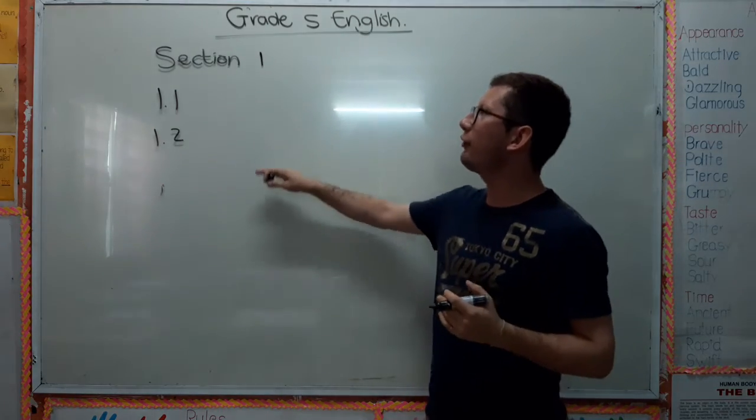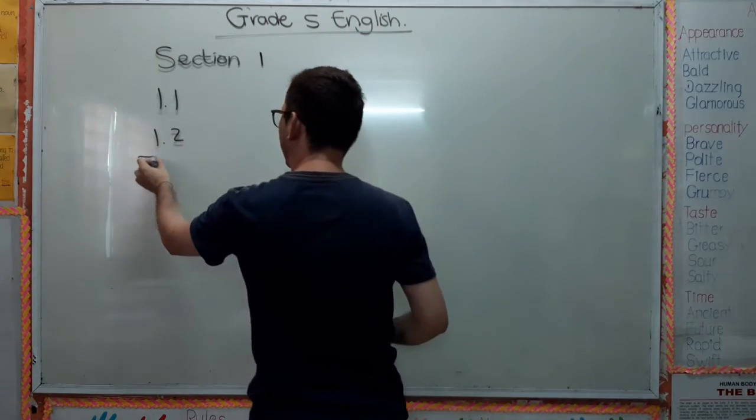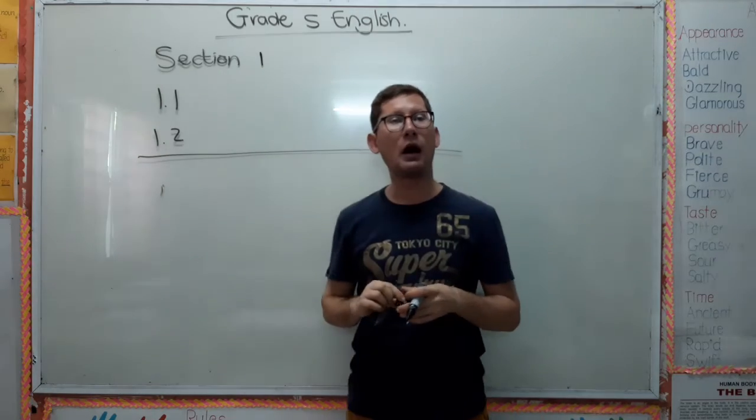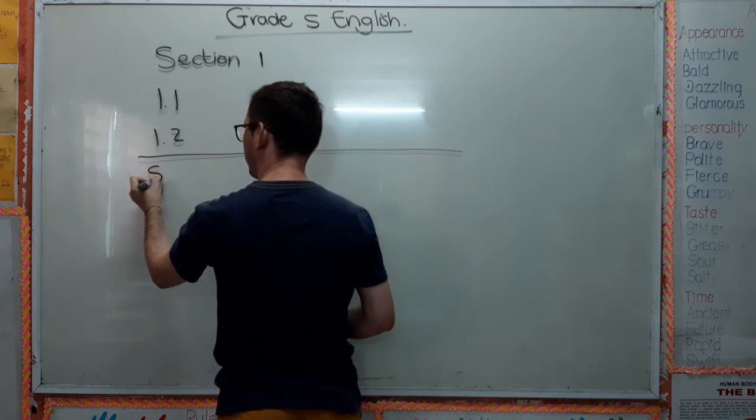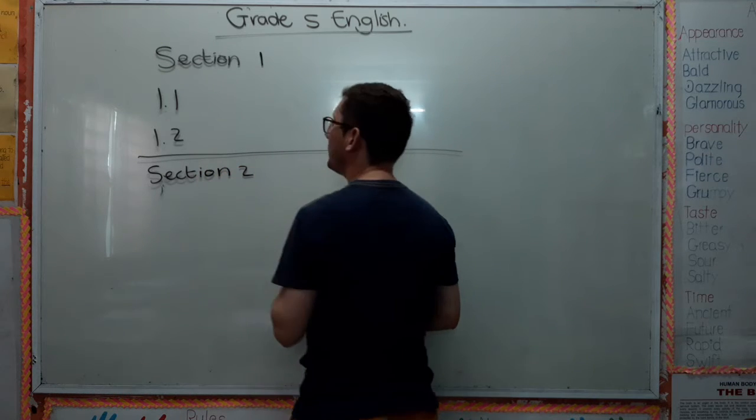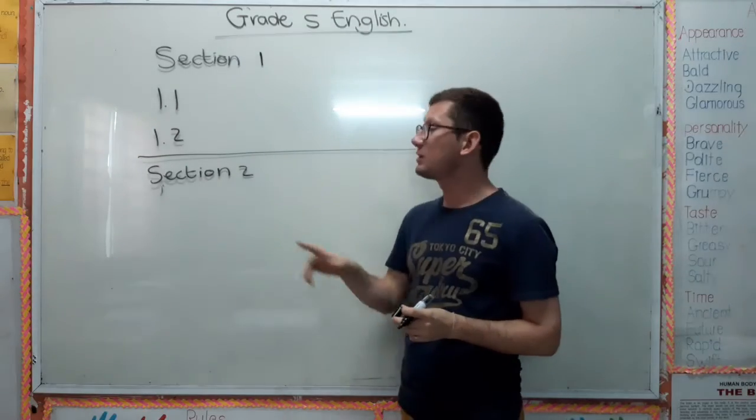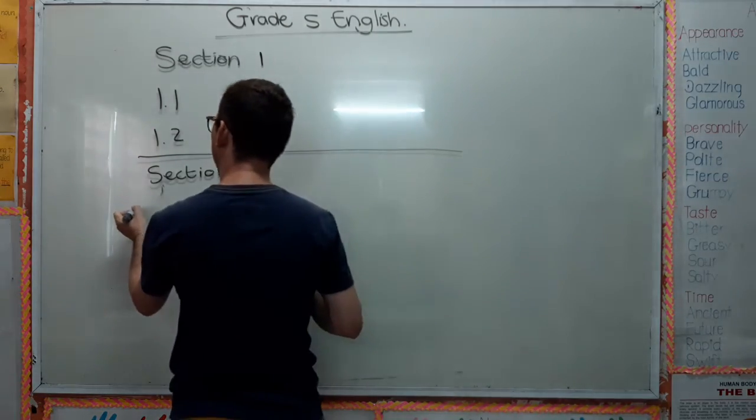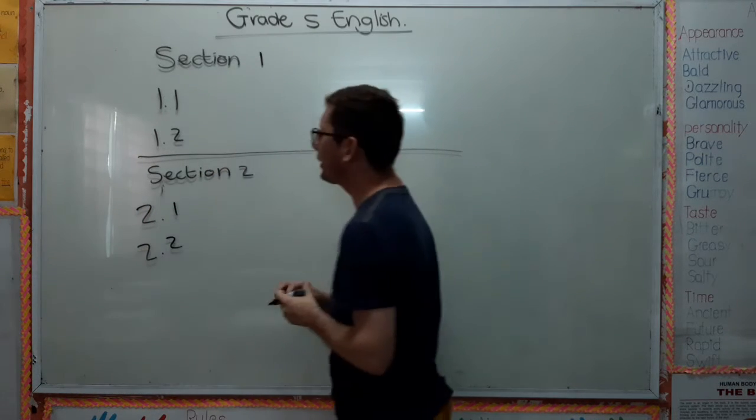Now, once you finish with section 1, you draw a line after your answers, and then you write section 2. Now section 2's questions would start with 2. You see? So then it would be 2.1, 2.2. Okay, you see the difference?